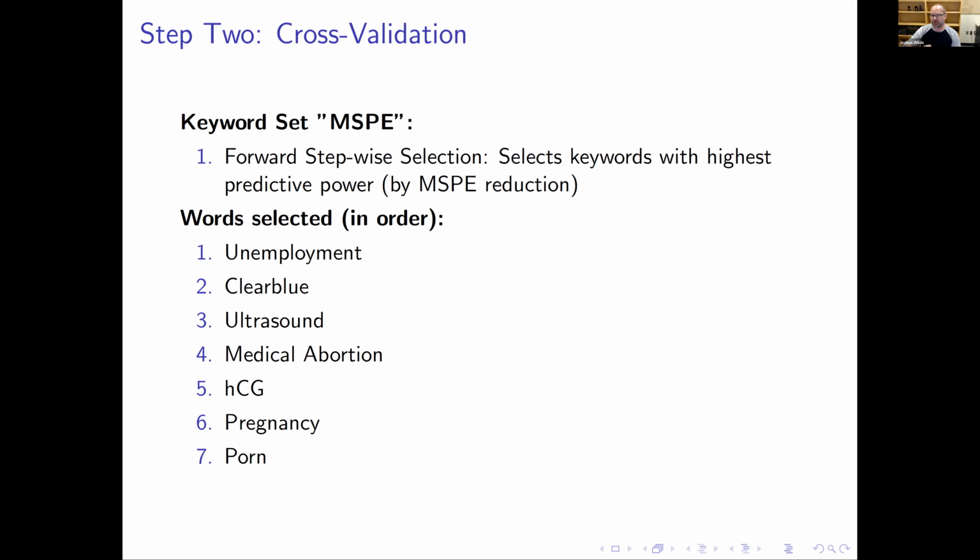Okay, so the second step that I mentioned is we have to validate, or make sure that the words we selected, or these associations, are actually predictive. And so we're using machine learning. Here we have the 7 most predictive words from this machine learning algorithm. And there are things that you might expect. So we have clear blue on there as number 2, but number 1 is unemployment, because there's a strong association between unemployment rates and fertility. And other words, I won't go into them, but that's the list.